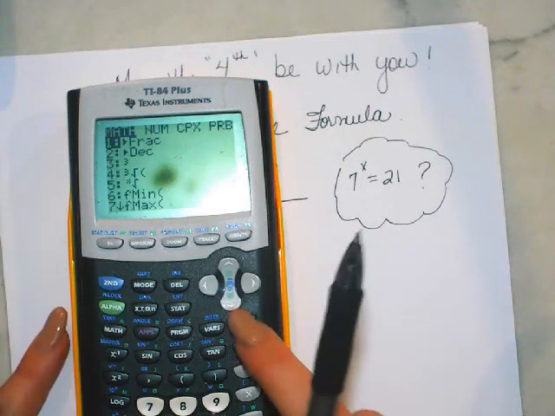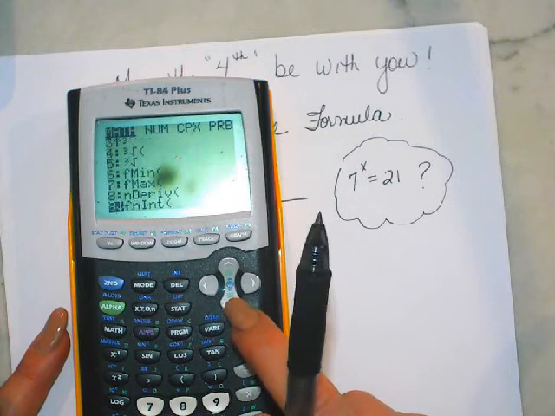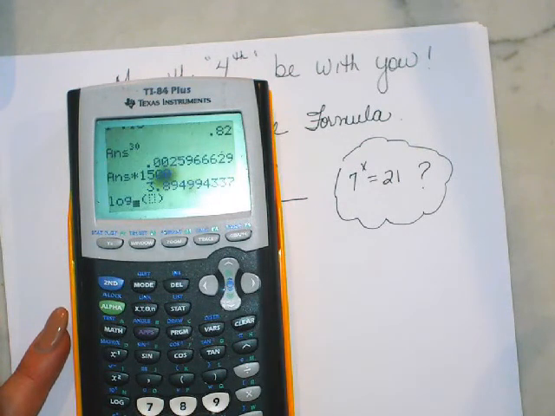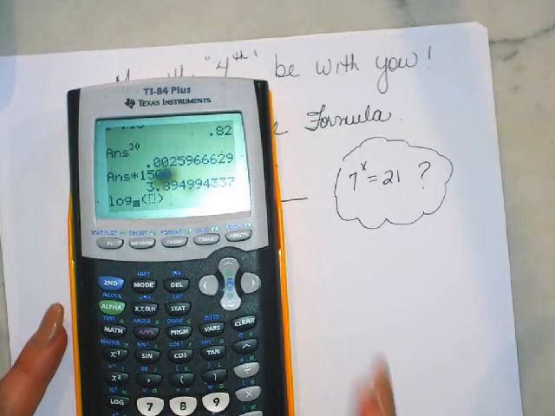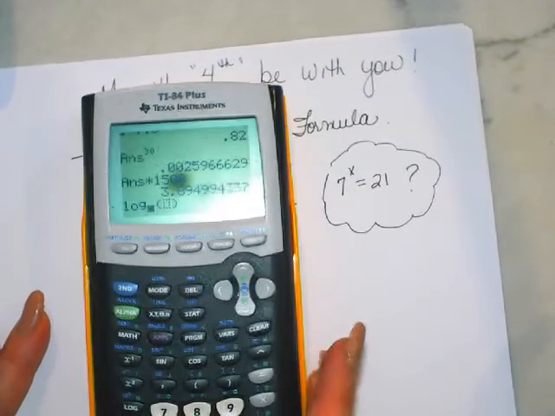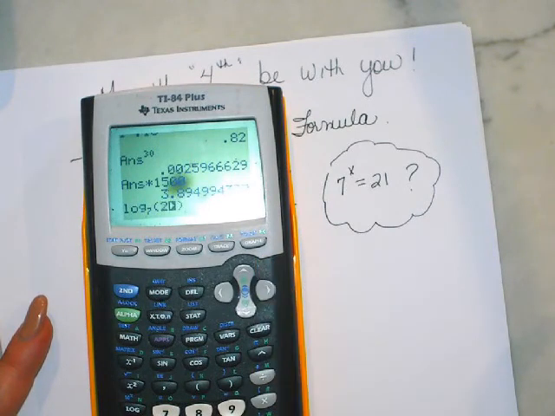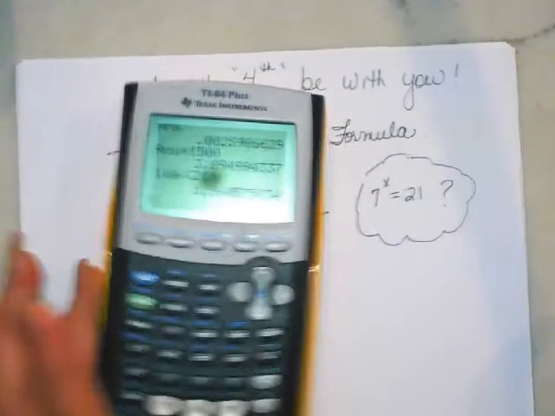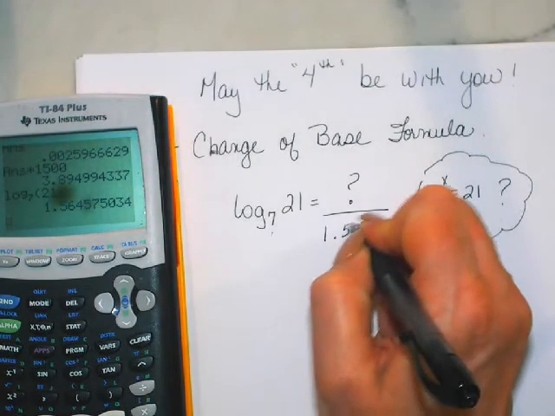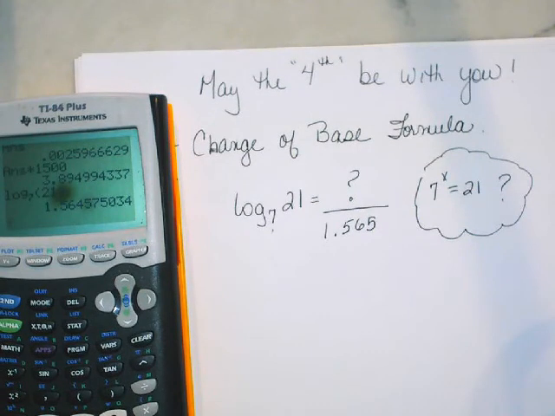So again, I hit math. I scroll. You can scroll up or down. Up would be quicker because you probably get there quicker. To letter A, where it says log base, I hit enter. And now it has that box there. So since I'm trying to find log base 7 of 21, I'll put 7 in that little box. I'll scroll over, put 21 in this box, and hit enter. And I get the answer. The answer is 1.56. Let's go to the third place, 5.